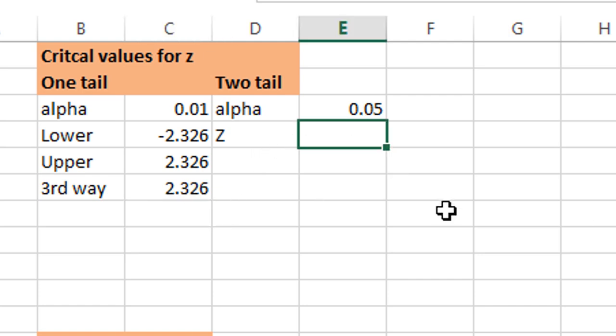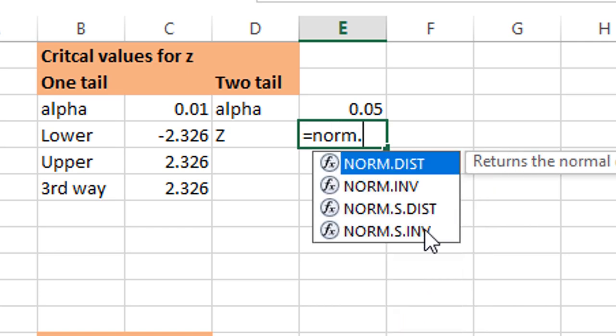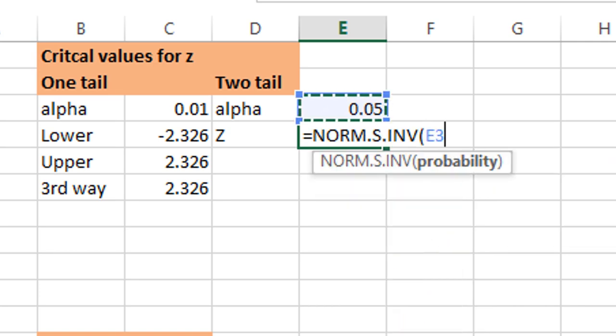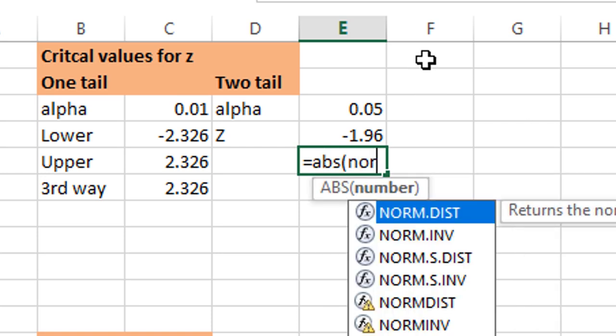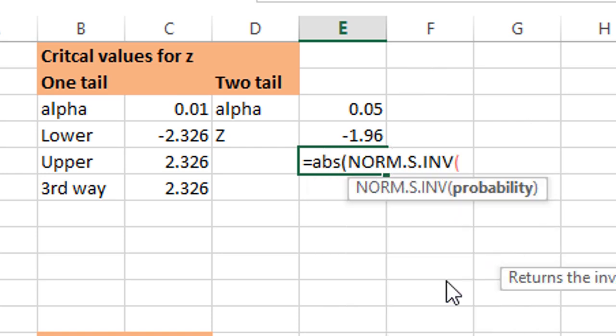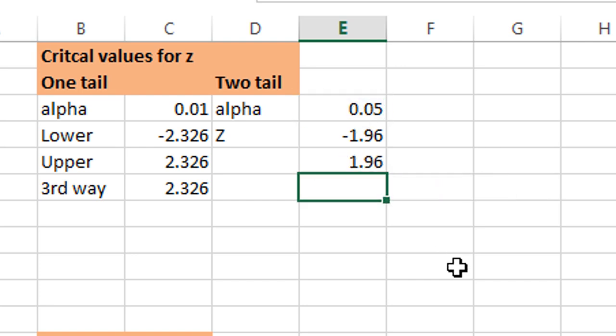For the two tail Z test, what you have to do is just write NORM.S.INV and divide your level of significance by 2. You will be given minus 1.96. It's the critical value. If you want to calculate this value for positive, then you have to use NORM.S.INV of 1 minus the probability divided by 2. This will give us a positive critical value. You can also take the absolute value for this function.